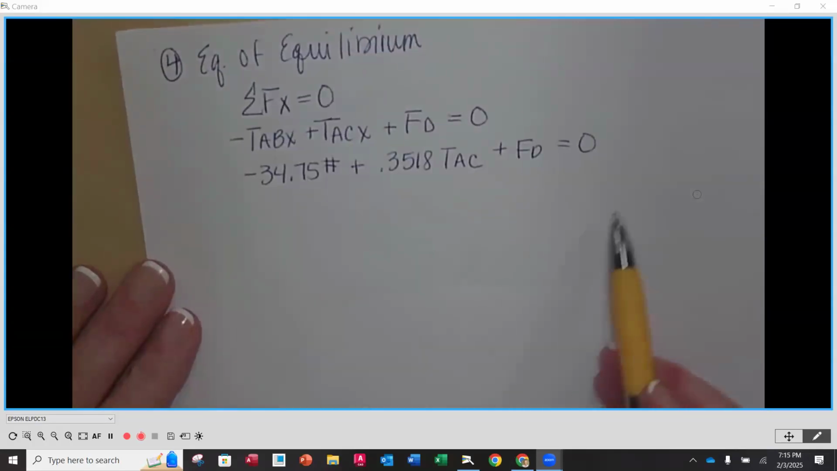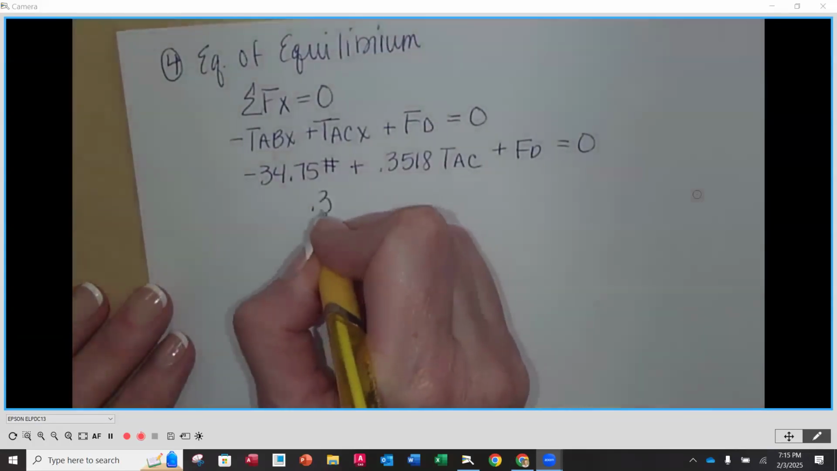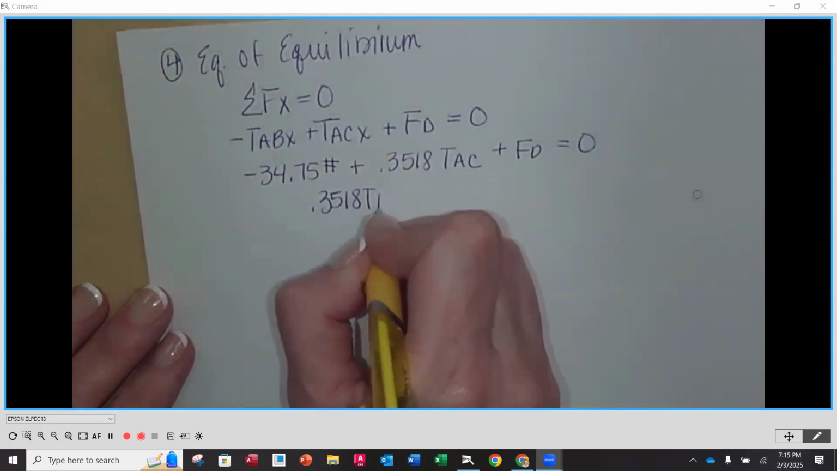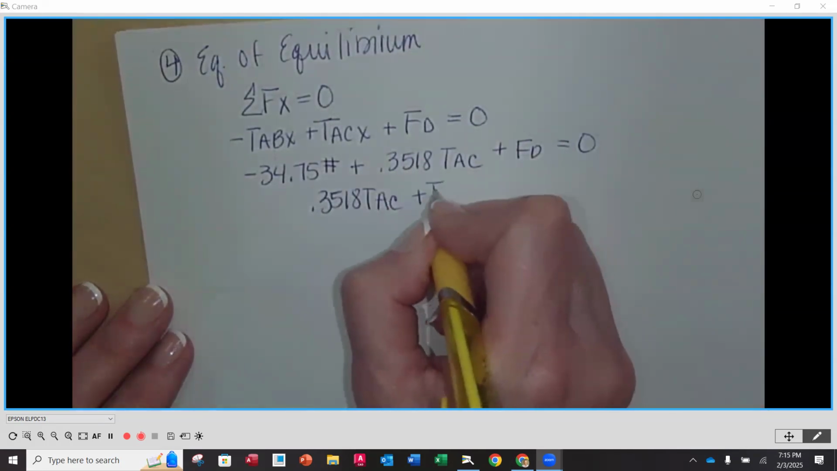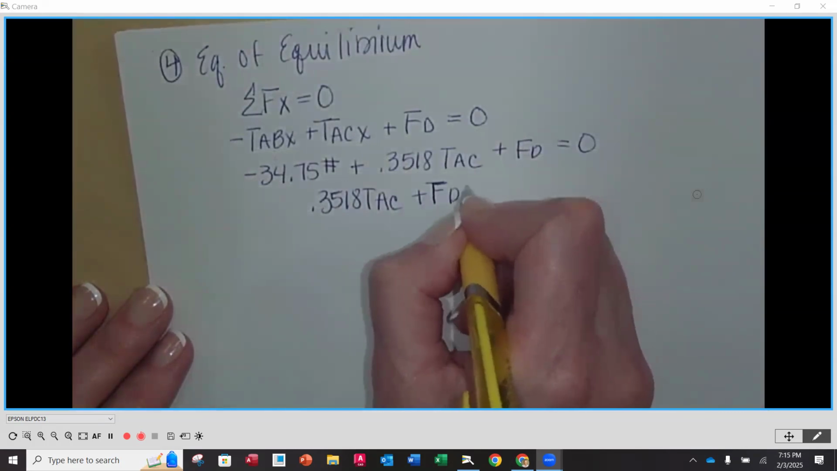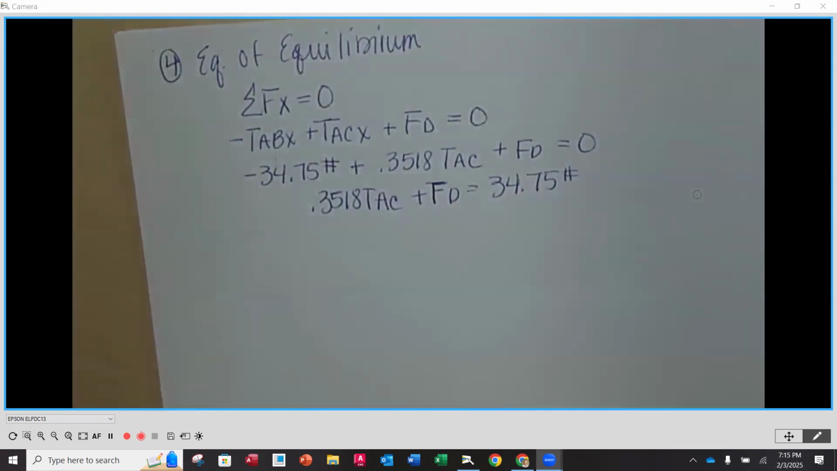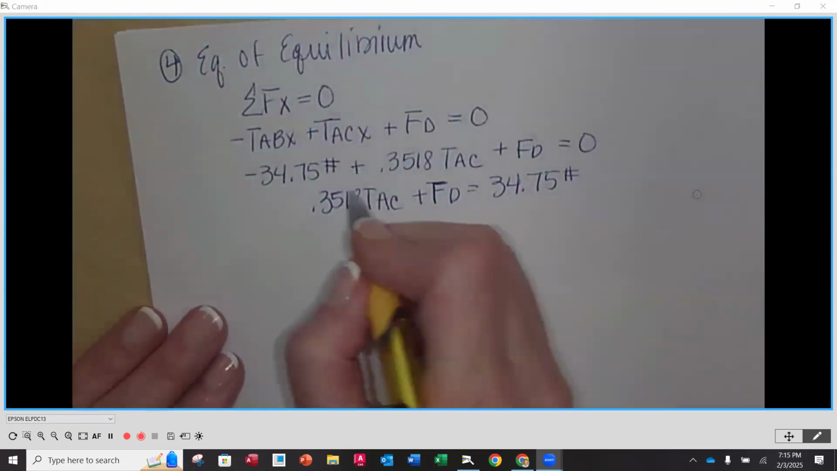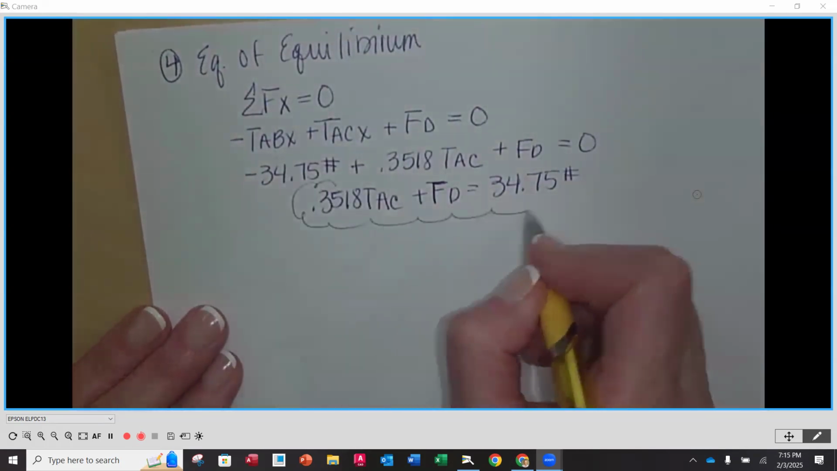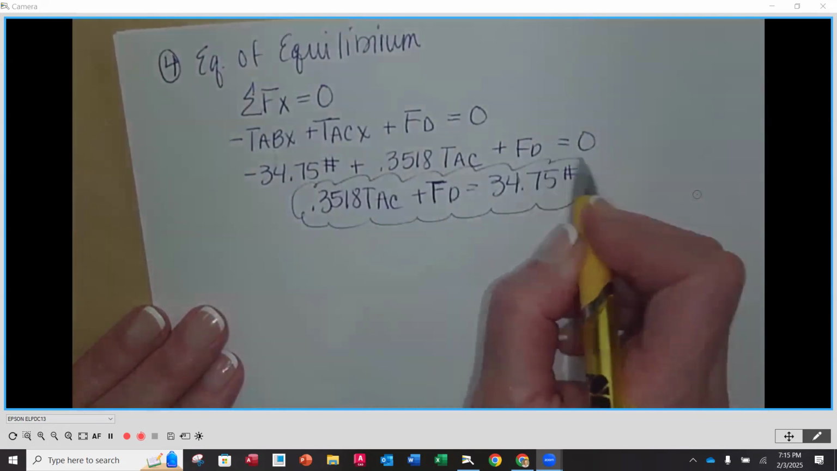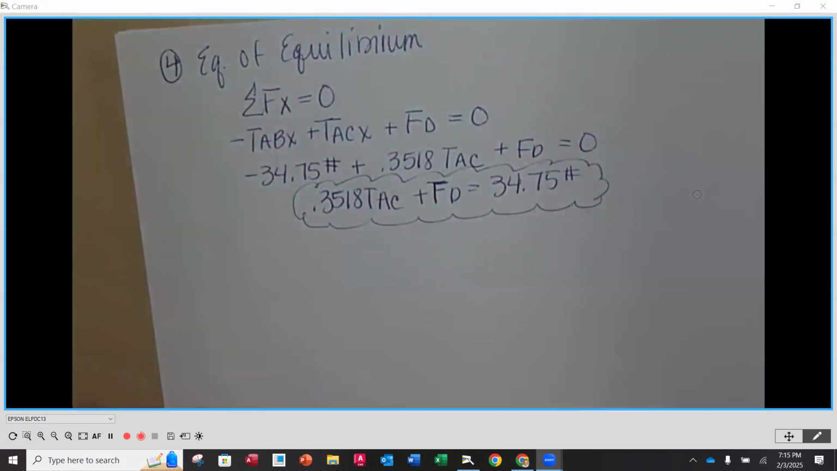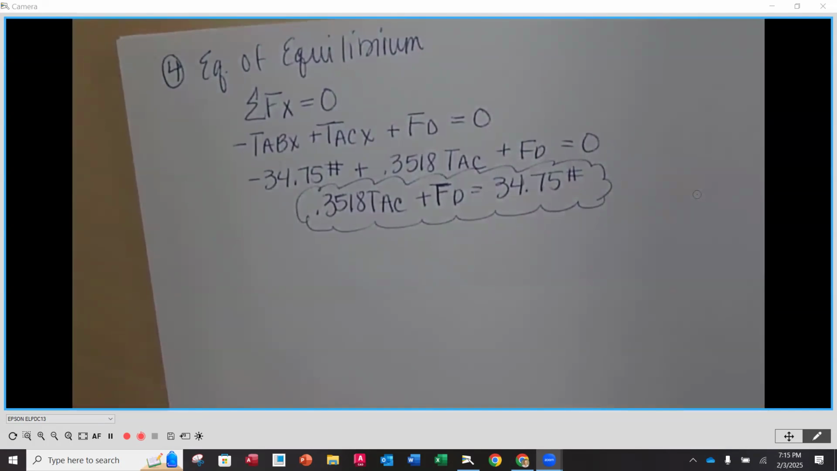I'm going to put my negative on the other side. So 0.3518 TAC plus FD is equal to 34.75 pounds. And that's really as far as we can go. So I'm going to put my little cloud around here, and see if our next equation gets us any further.